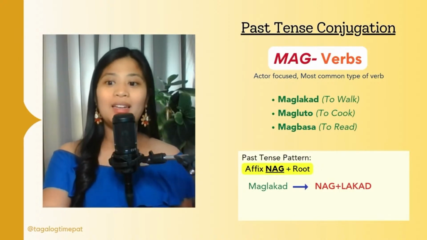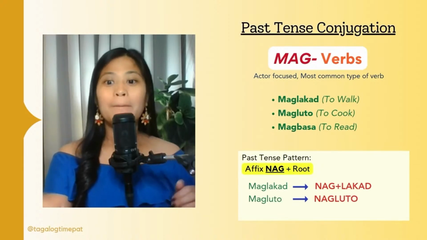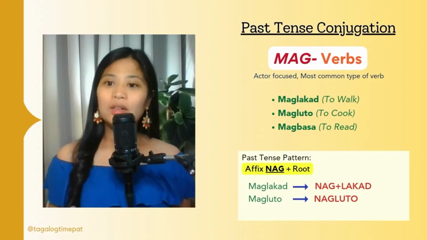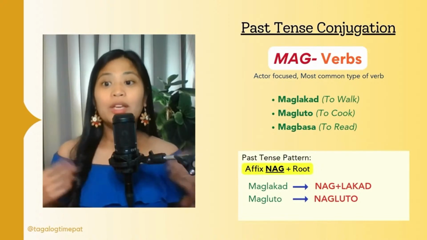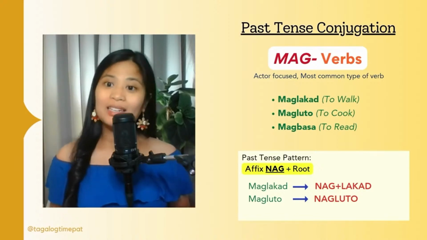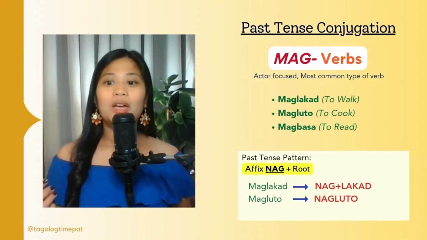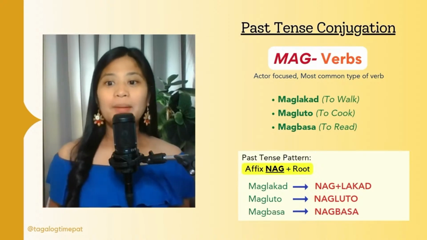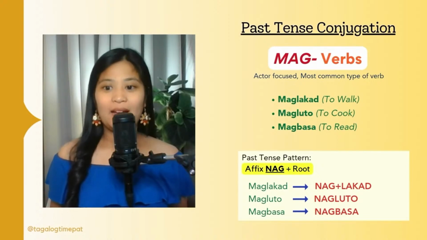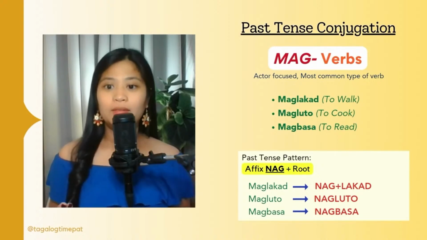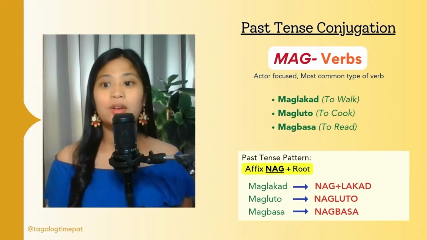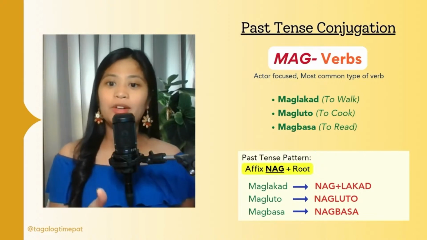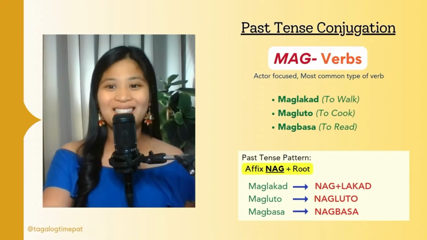So naglakad is the past tense of to walk in Tagalog. Magluto becomes nagluto. Nagluto ako, I cooked. Nagluto ako ng kanin, I cooked some rice. So nagluto is the past tense of to cook. Magbasa becomes nagbasa. Nagbasa ako, I read. So nagbasa is the past tense of to read. So you can see how the pattern is nag plus the root, right? It's a little different from the present tense.